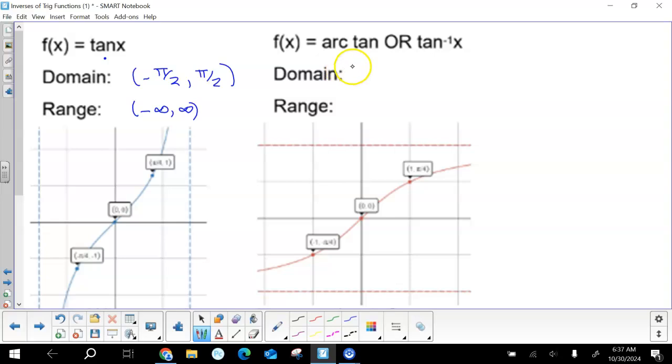Well, now I'm going to look at this as my domain here is -∞ to +∞, and my range is -pi-halves to +pi-halves. So if I restrict my domain on the original, this is what the inverse would look like. I'm just switching those asymptotes from vertical asymptotes to horizontal asymptotes.